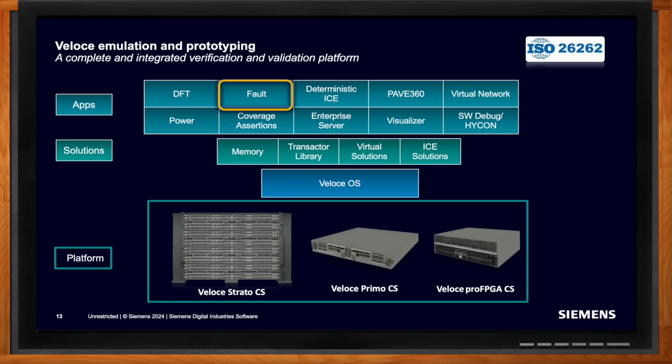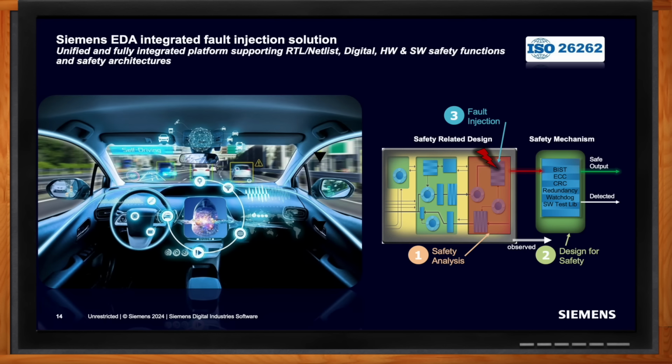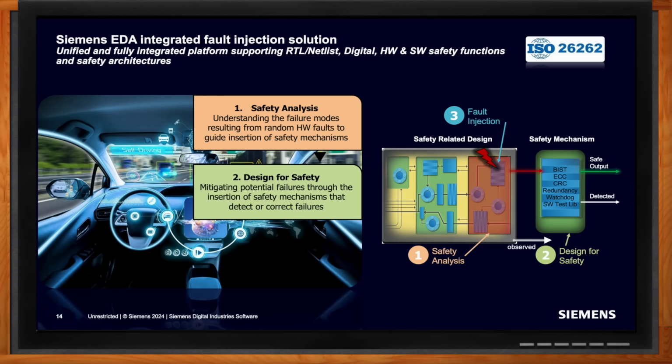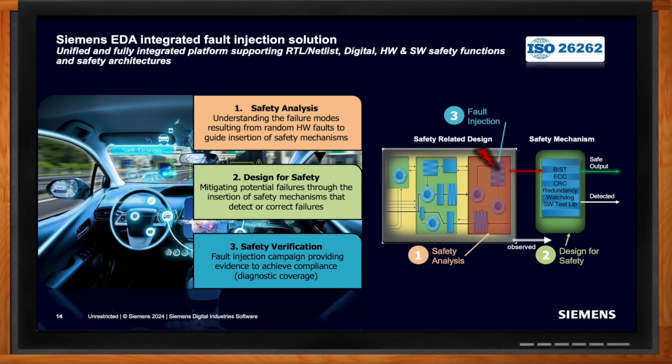Yeah. So when we sat down and looked at this space, it is very complex, but we narrowed it down to three fundamental activities, right? The safety analysis, design for safety, and finally the safety verification. Let me speak for a minute on what each of these boxes mean.